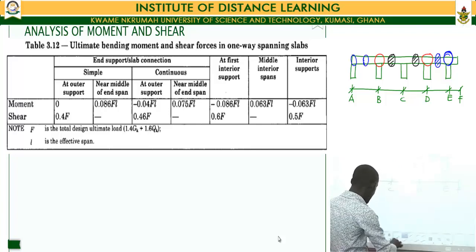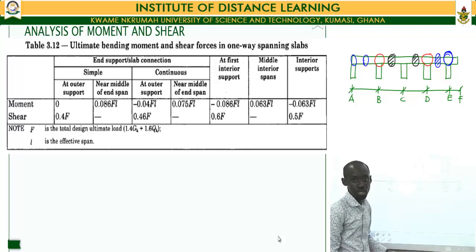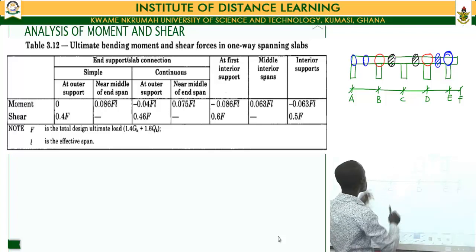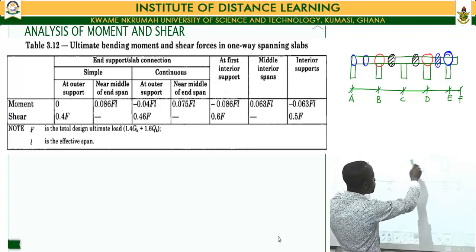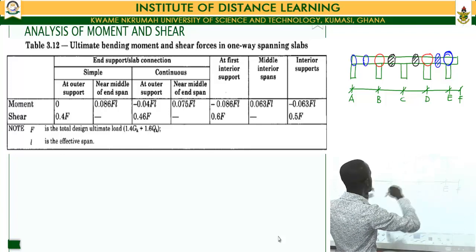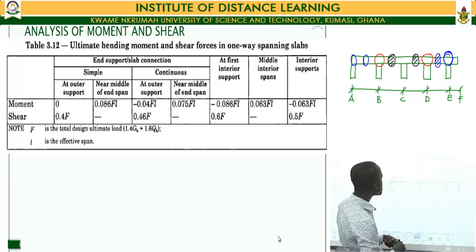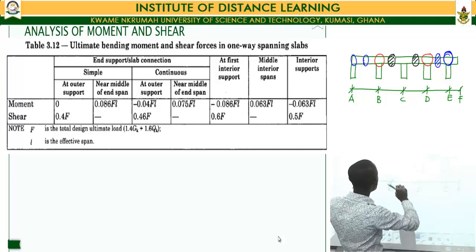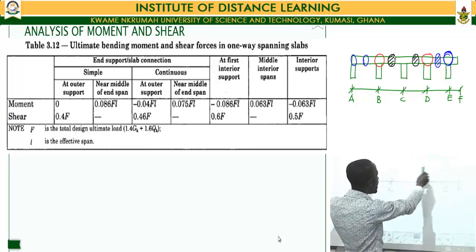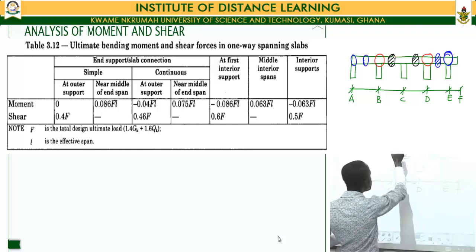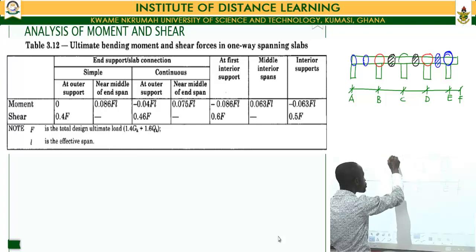So then our midspan of BC and our midspan of CD is what is being referred to as our middle interior span. Then after our first interior support, any other support that is located in between the first interior supports from both sides is referred to as the interior support. Any support that can be found in between the two first interior supports is what is being referred to as the interior support.